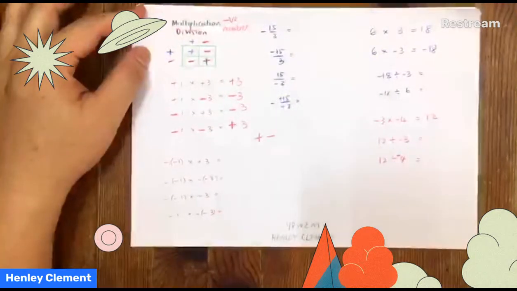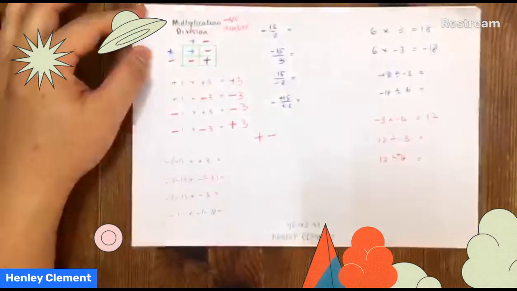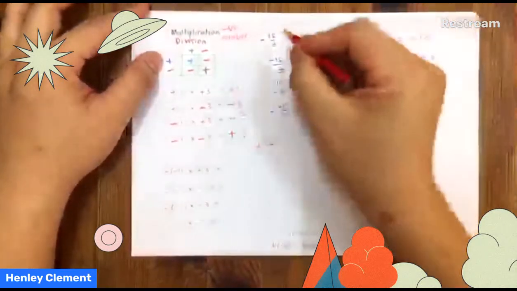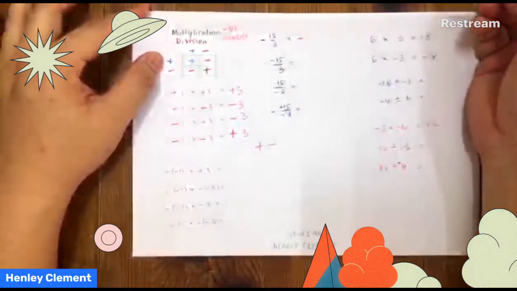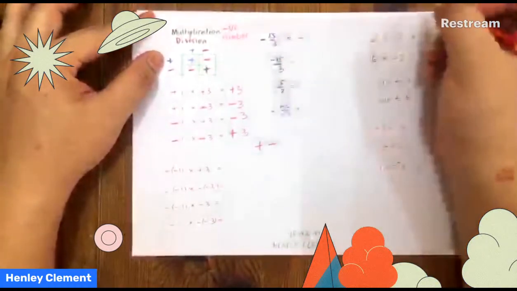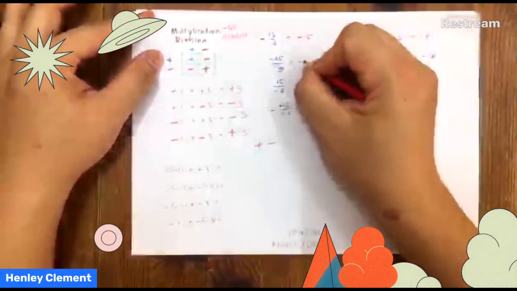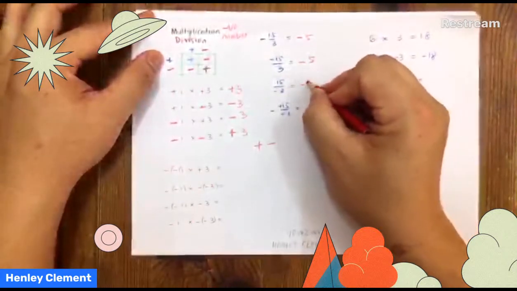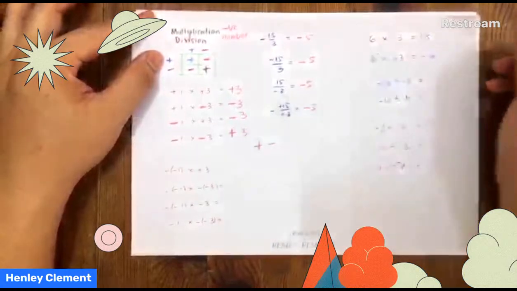Okay, wait. I don't think this one should be the last one. Okay, let's come to here, for the negative part. There's one negative, so your answer should be negative. And then 15 divided by 3 will give you 5. There's one negative here, again a negative 5. This is one negative, again a negative 5.